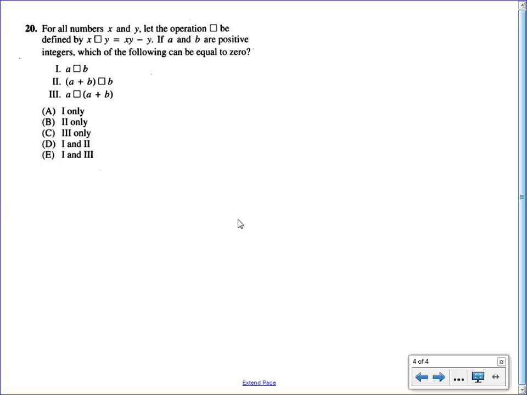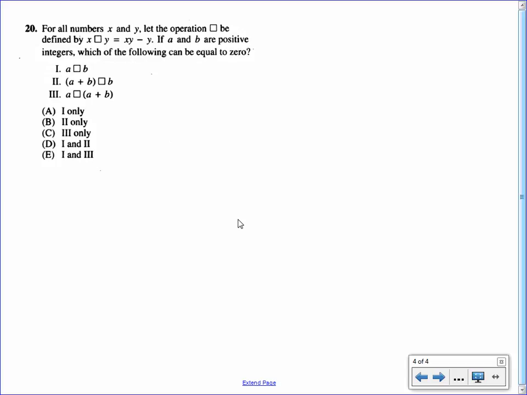This is question 20 in test 6, section 2, page 705. So this is a string problem that's basically getting you to input information into a function, but it's representing the fact that there's a function through the symbol of the square. Okay, so for all numbers x and y, let the operation square be defined as x square y equals xy minus y. If a and b are positive integers, which of the following can be equal to 0?